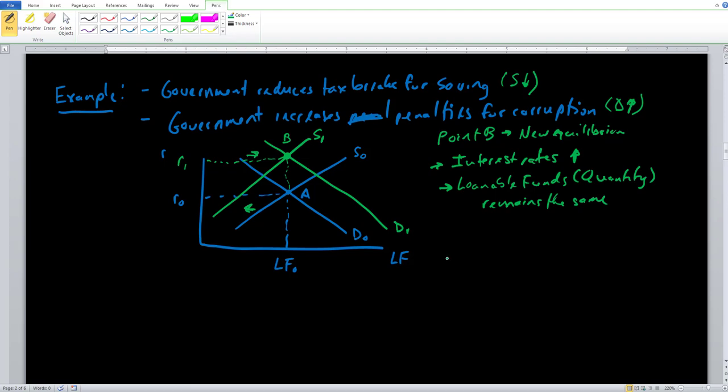And as before, you do want to get as much practice as you can. There's basically an infinite number of combinations of these shifts that we can do based on the determinants that we drew up on the supply side, and the determinants that we drew up on the demand side. And it's up to you, once again, to draw out these graphs and see exactly what happens in equilibrium in the loanable funds market.